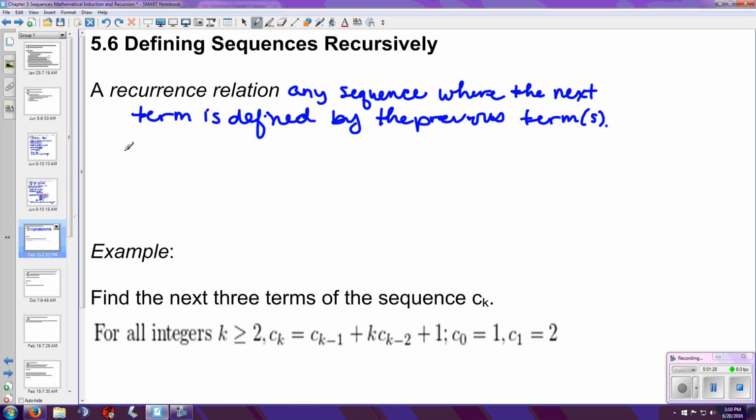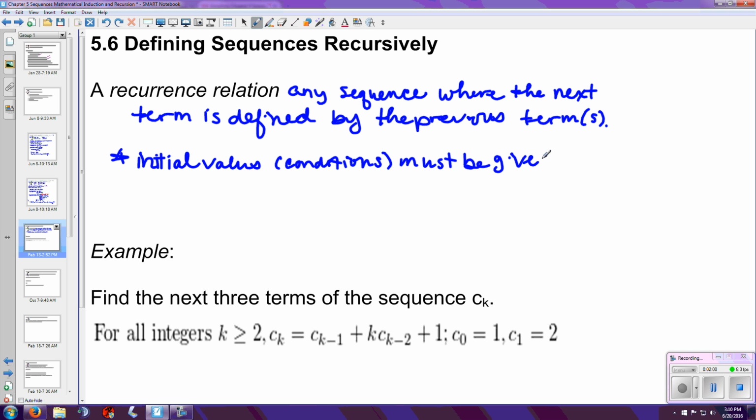Okay. One other specification here is that you must be given initial values. So if you're defining something off of one previous term, you have to know at a minimum what any of those previous terms might be. So the catch is that initial conditions must be given, or initial values of your sequence. Let's look at an example here.